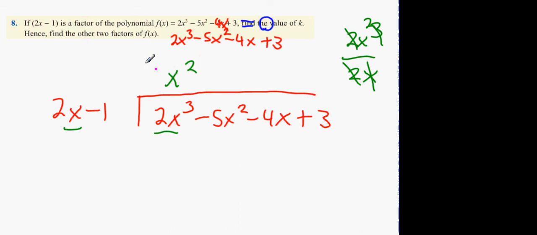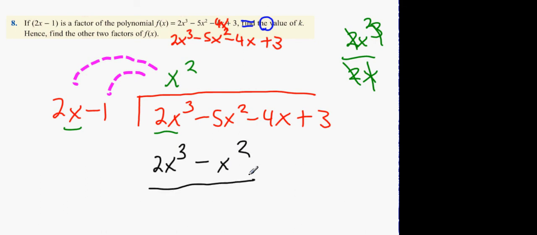You multiply x squared by 2x minus 1 and you get 2x cubed minus x squared. Change the sign, lads. What happens when you change the sign? Cancel. Minus 4x squared minus 4x, when I bring the 4x down. Go again. What is minus 4x squared divided by 2x?